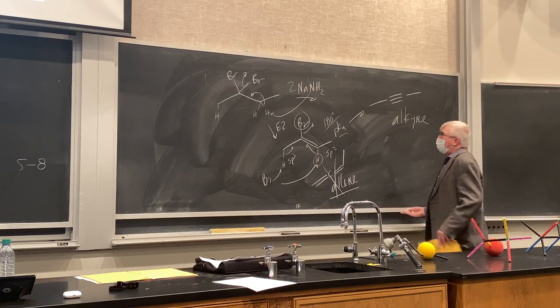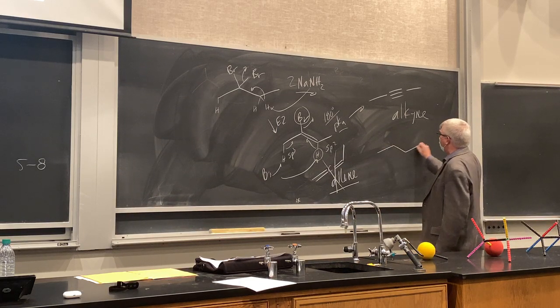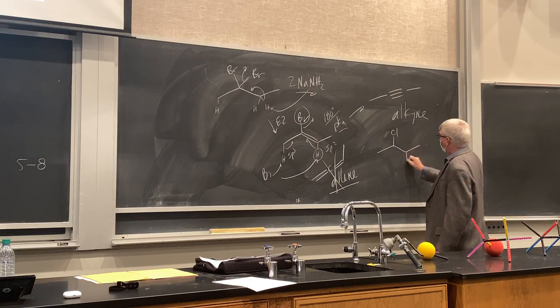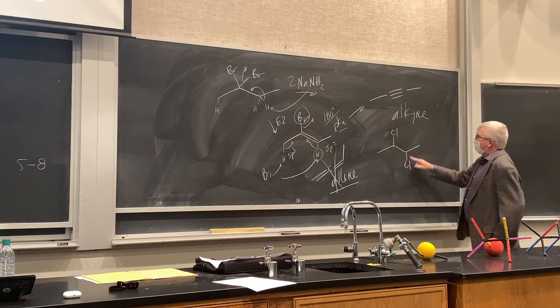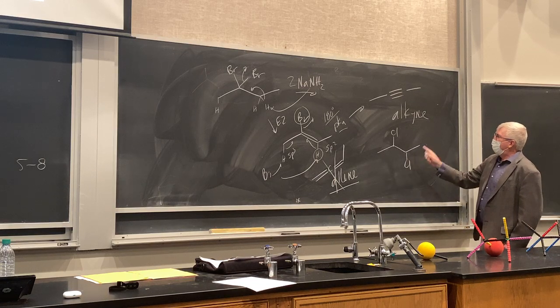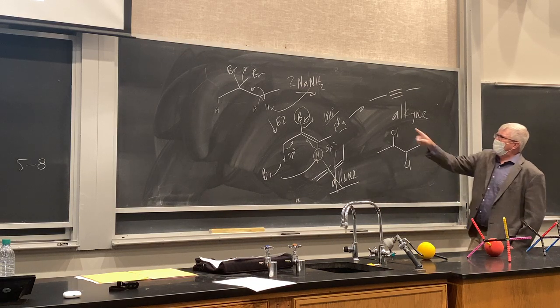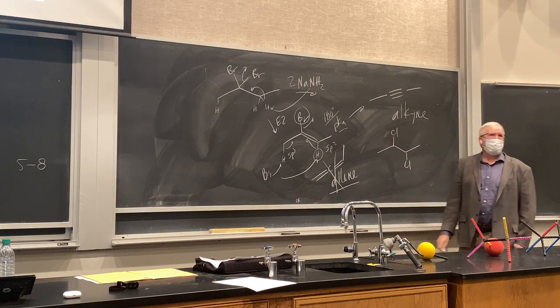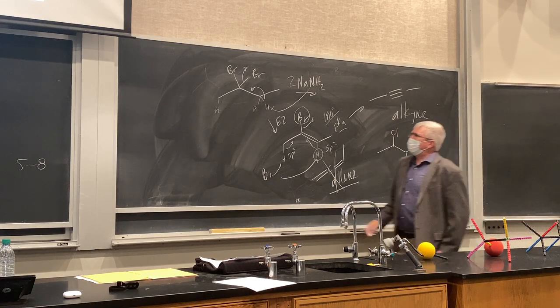Now we can do the same thing if we have the two halides beta to each other. So this is what, 2,3-dihalobutane. Here we had what, 2,2-dibromobutane. We call this geminal.